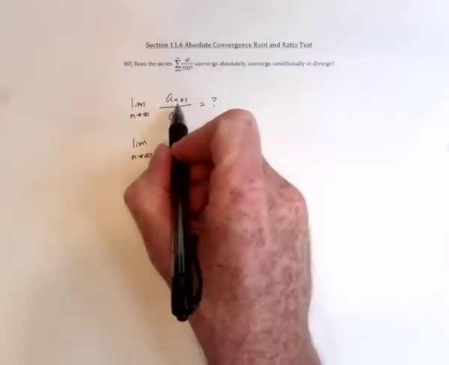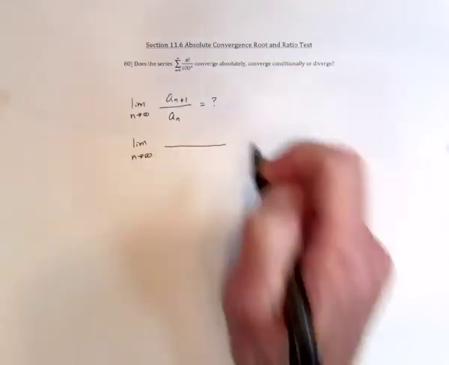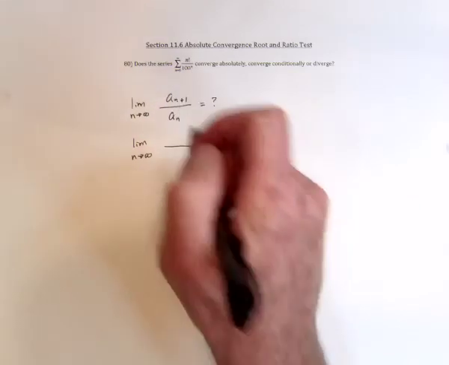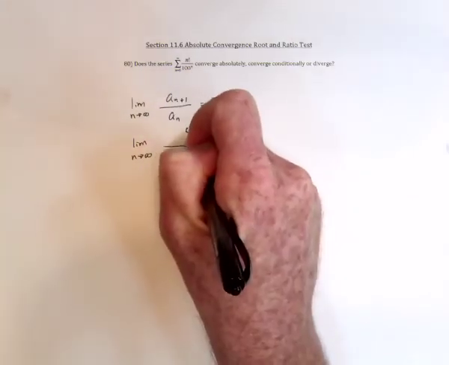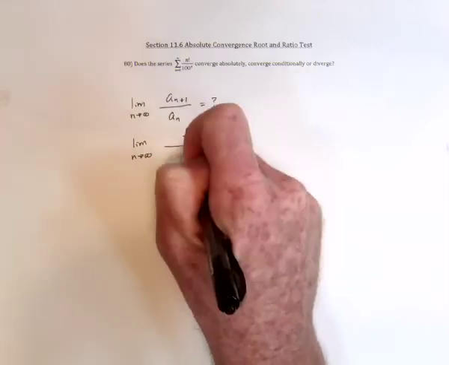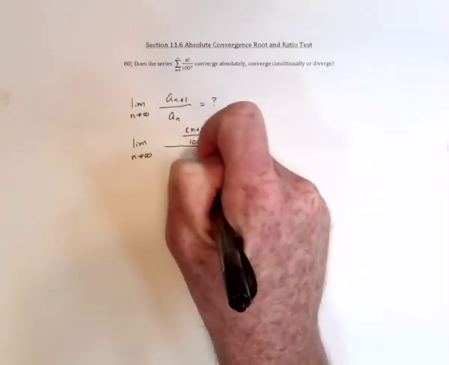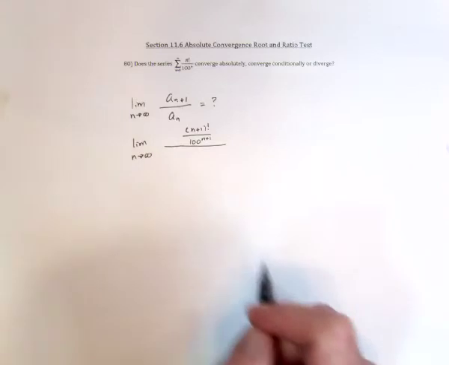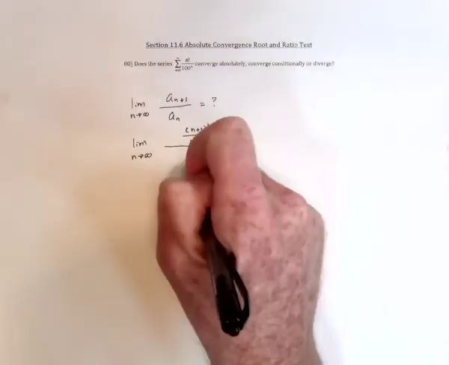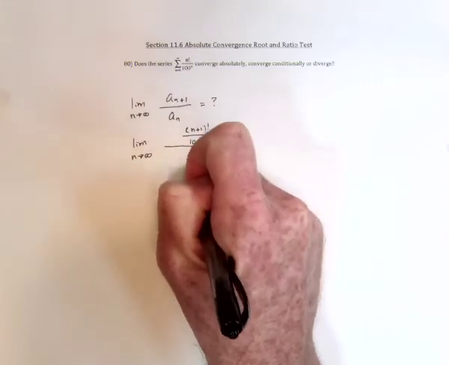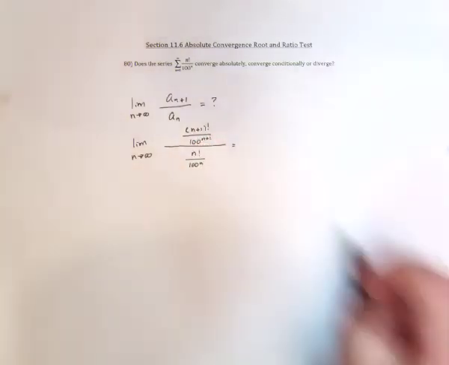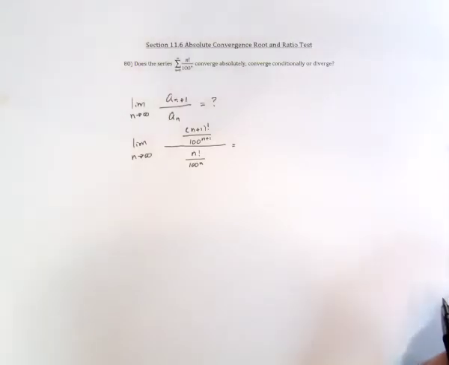So first of all you put a big fraction. First of all you put n plus 1 in for n, so that's going to be n plus 1 factorial in the numerator, and then 100 to the n plus 1. There's the numerator, a sub n plus 1. Now the function with just n. And since it's a fraction divided by a fraction, invert and multiply.